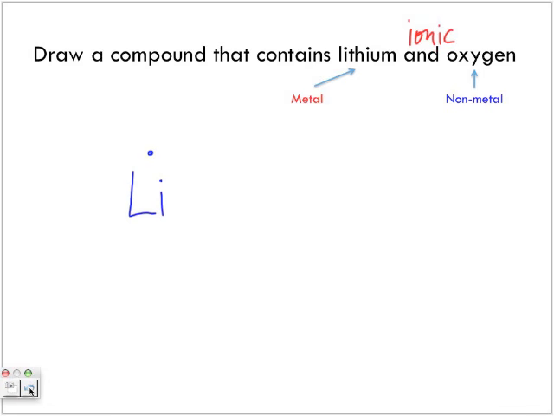Lithium has one valence electron. Oxygen, and let's draw a different color, 1, 2, 3, 4, 5, 6 valence electrons. So, what's going to happen? Well, lithium is going to give up that electron. Remember, metals give up the electron to nonmetals. So lithium is going to give up the electron, and lithium is going to be positive 1 charged.